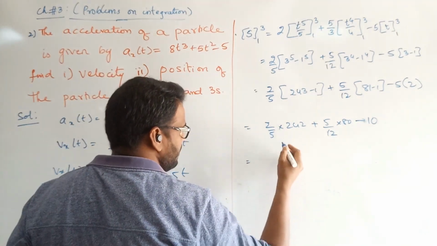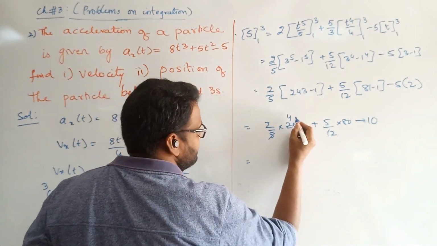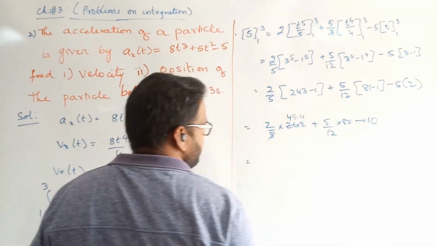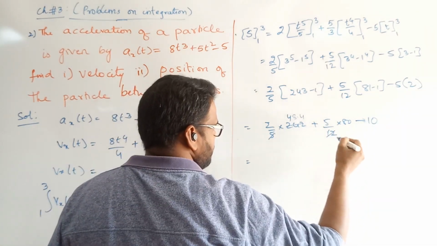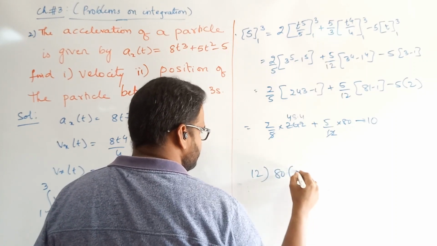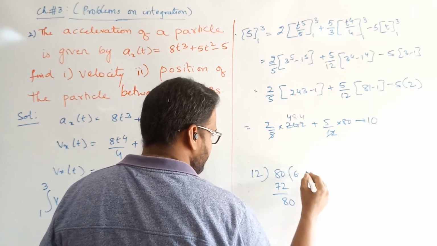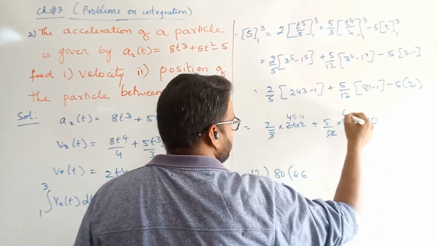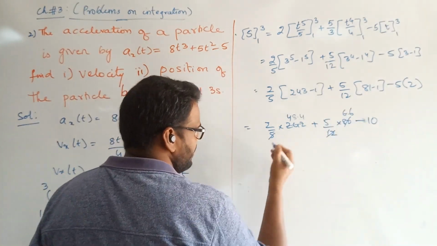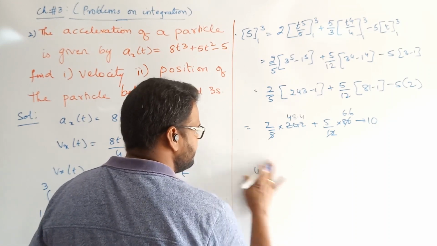5 ones are 5, 5 fours are 20, 4 remains, 5 eights are 40, 0.4. Similarly, you can solve this. Straight away I will divide 80 by 12. 12 sixes are 72, 8 remains, again decimal here, 6.6. This is 6.6 times 5, and 48.4 into 2, 8, 6, 9, 96.8.